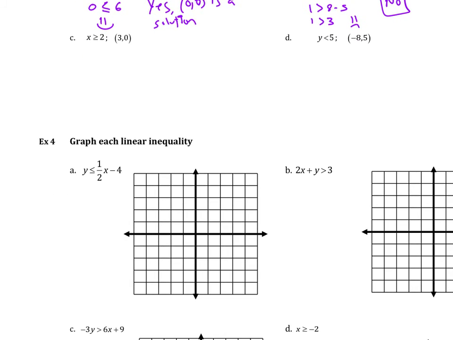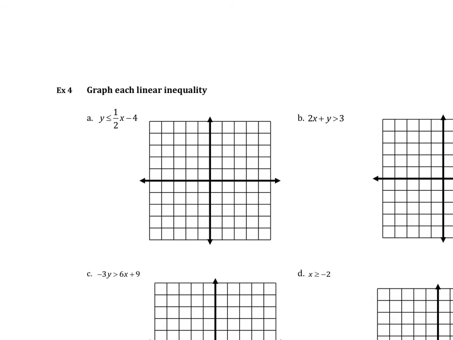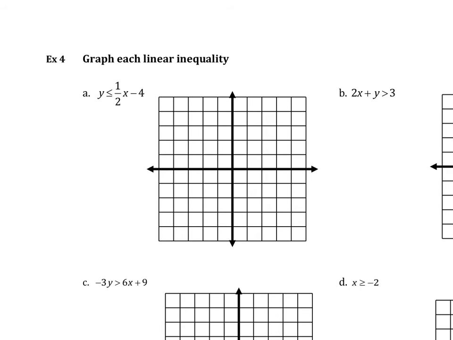So let's finish off with just a couple more examples here real quick. Example 4, problem A. Graph each linear inequality. So you have 2 decisions to make. You've got to figure out, is it going to be a solid line or dashed? Well, we look at the symbol here, and that means we should do solid, because it's or equal to.